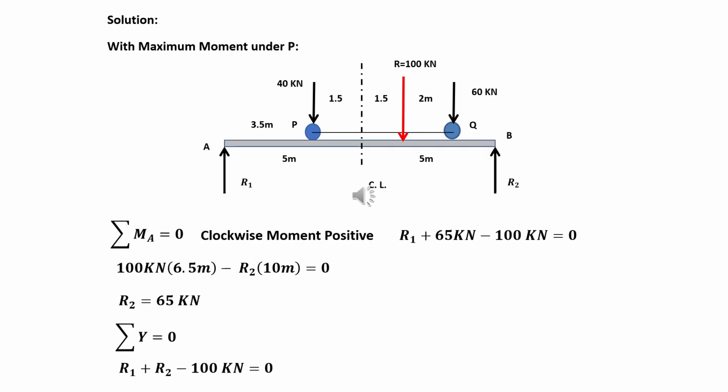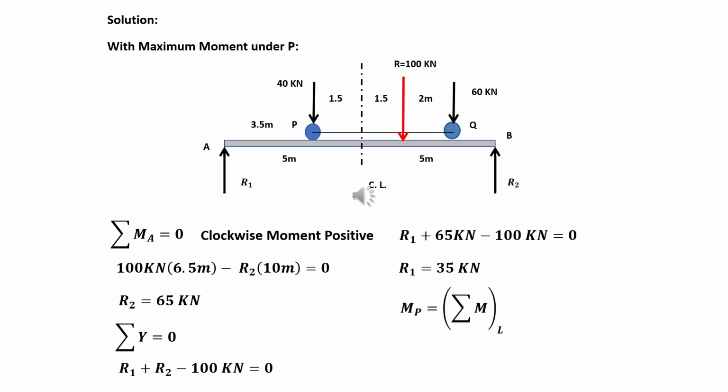And since we already have a value for R sub 2, which is equal to 65 kilonewton, we can now calculate for R sub 1. The R sub 1 value will become 35 kilonewton. Let us see it. Then finally, the value of R sub 1 is 35 kilonewton.